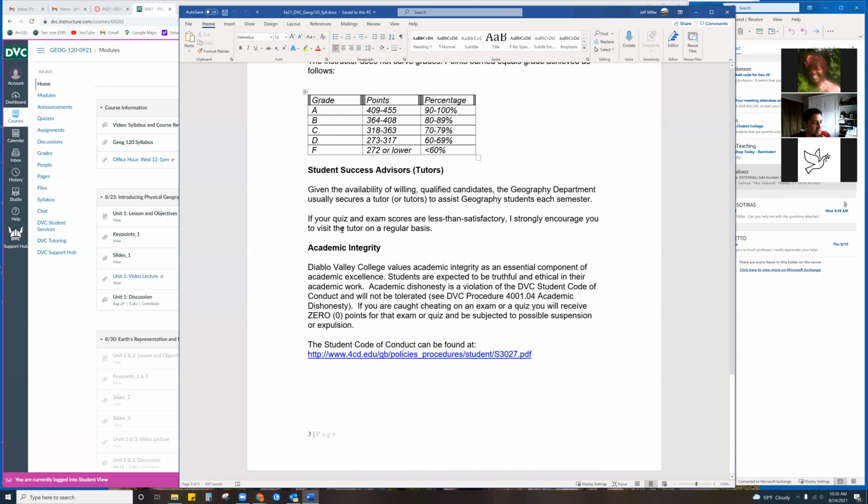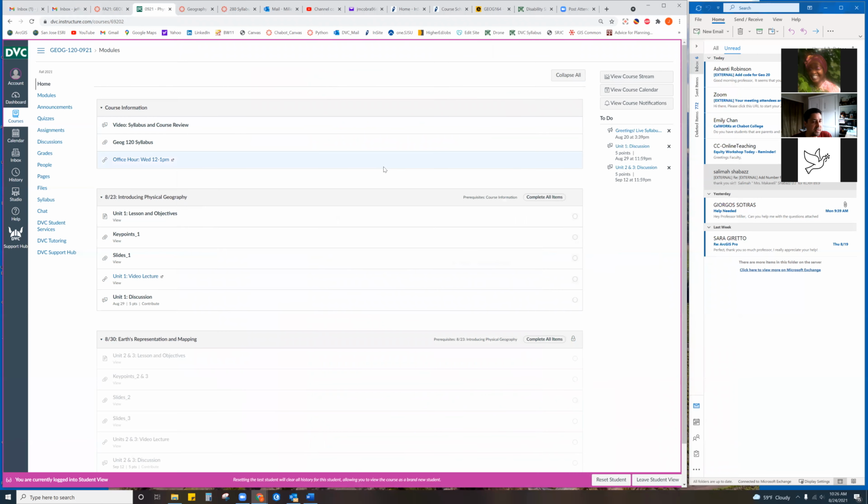And down here we talk about tutoring, academic integrity. I'm not going to go over those things directly. Those are all part of the college's policies. But let's go ahead and end this and come back to Canvas. I think we're done with the syllabus, actually. That was fast. Any questions from the audience? If I don't hear anything, I will move on.